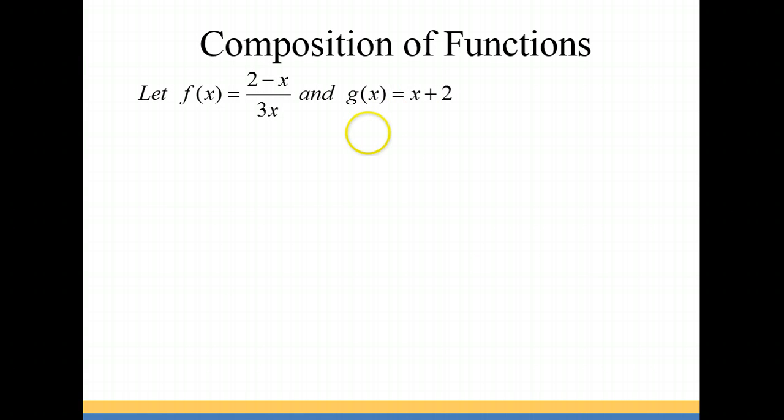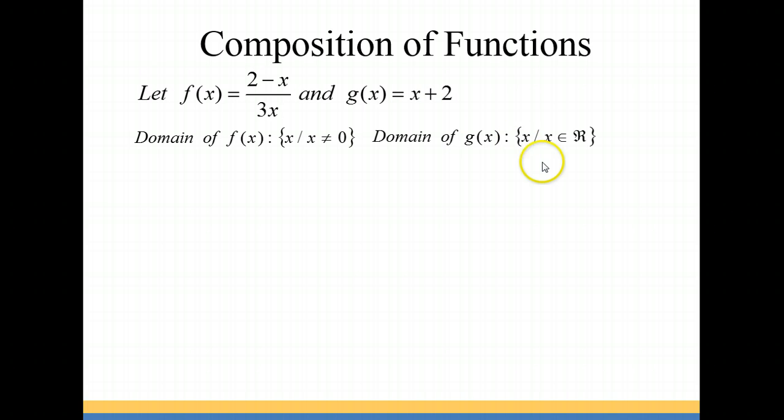Here's two more functions. We have f of x equals 2 minus x over 3x, and g of x equals x plus 2. We want to look at the domain of these functions. In the first function, we can't divide by 0, so we're going to exclude 0 from our domain. For the second function, there are no restrictions on our domain, so we're just going to say that the domain is all reals. Now let's compose them.